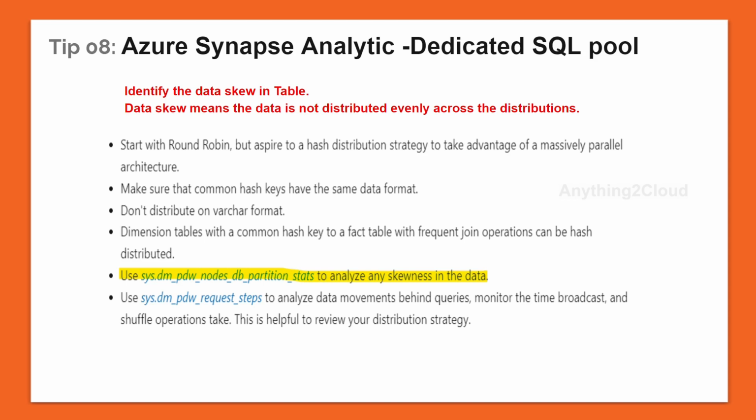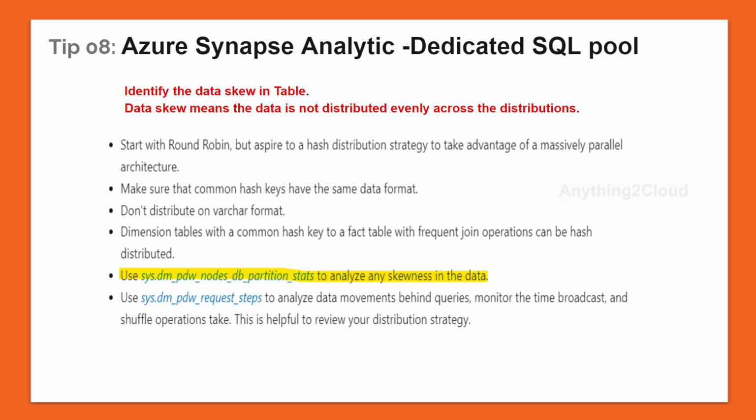The next step is how to identify data skew in a table in Azure Synapse Analytics dedicated SQL pool. Data skew means data is not distributed evenly across the distributions. So how can we find the data skewness in Azure Synapse Analytics? We can use sys.dm_pdw_nodes_db_partition_stats to analyze any skewness in the data. Data skewness means the data is not distributed evenly across the distributions, and if you want to find the data skew, you can use sys.dm_pdw_nodes_db_partition_stats.